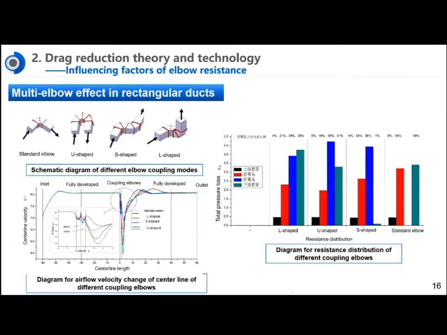The next two slides show our team's research results on multiple air elbows. One air elbow will be combined with another air elbow. This is our research on multiple air elbows in rectangular ducts, and the influence of the combined air elbows on airflow.